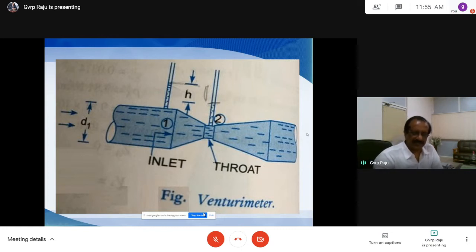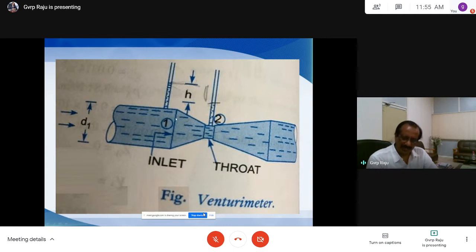So the concept here is the cross section area is reducing here, and this is the throat, this is the divergent section, and this is the outlet. Inlet, convergent cone, throat, divergent section and outlet. The principle involved here is by reducing the cross section area, what happens?